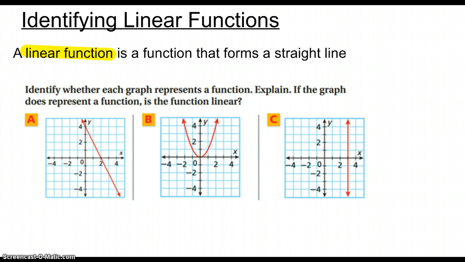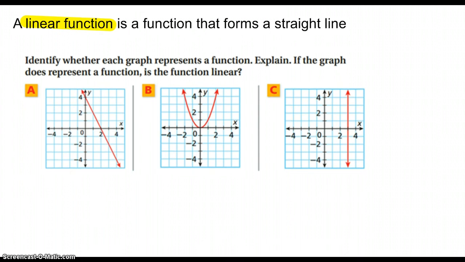So if we look at a, b, and c here, we can identify which ones are linear functions. So a happens to be a straight line. It's also a function because it passes the vertical line test. So a is a linear function. So we can say a is.